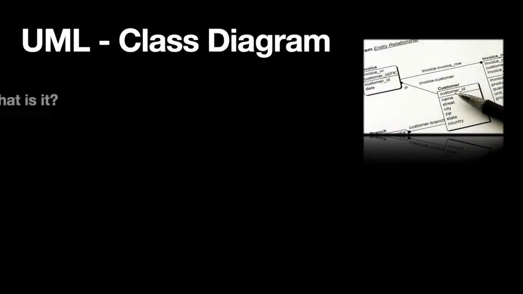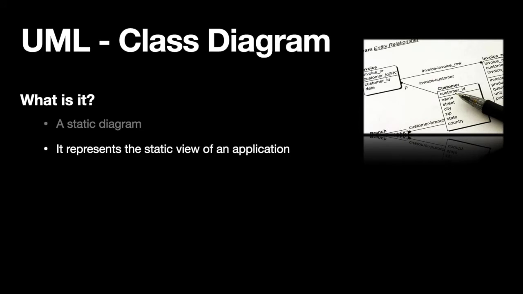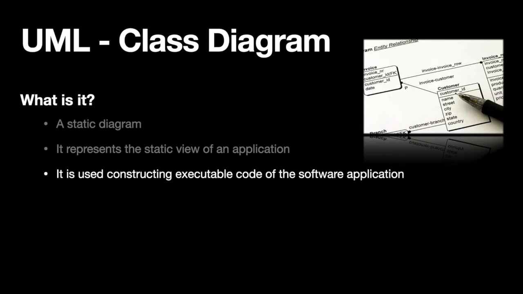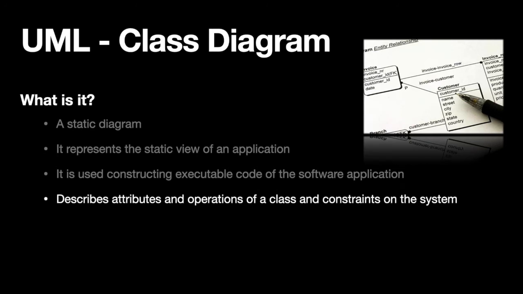So what is it? A class diagram is a static diagram. It represents the static view of an application. Class diagram is not only used for visualizing, describing, and documenting different aspects of the system, but also for constructing executable code of the software application. Class diagram describes the attributes and operations of a class and also the constraint imposed on the system.